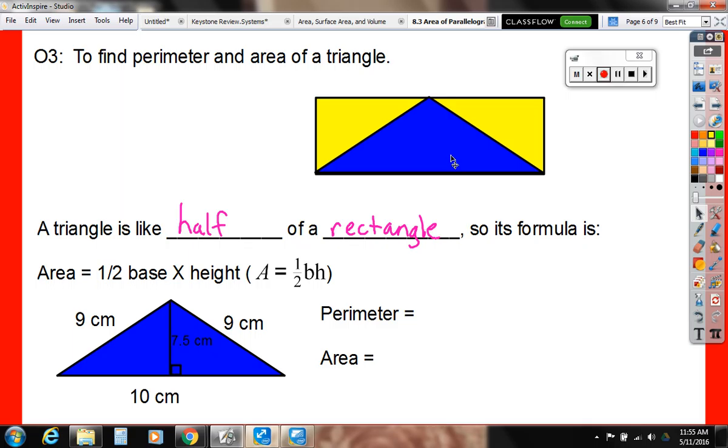I'm going to use this segment as my base because it makes a T with my height. Okay, so this will be my base, this will be my height. Now when I'm finding perimeter, I'm not going to include the height because it's not on the outside of the triangle.